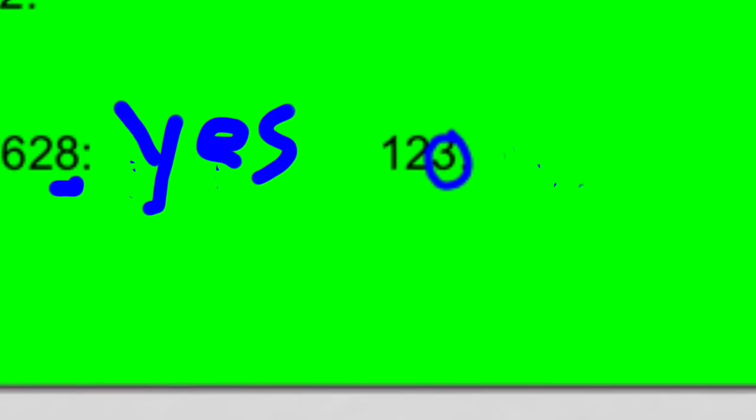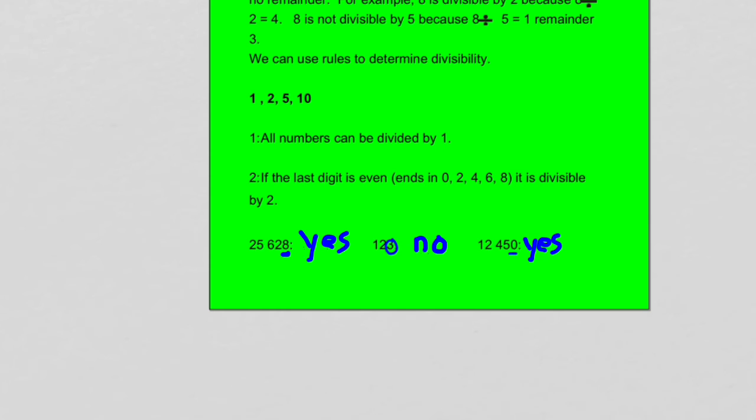And all we're worried about right now is if they are divisible, not what the actual answer would be, the quotient. This one I already have circled. The 123, the last digit is an odd number, so we would say no. 123 is not divisible by 2. And then the final example, 12,450, you can see the final digit is underlined, it's a 0, and since that's an even number, we would say yes. That is divisible by 2. So divisibility by 2 is a very basic rule.